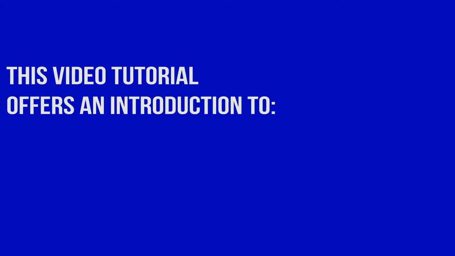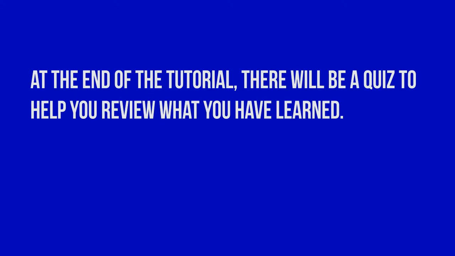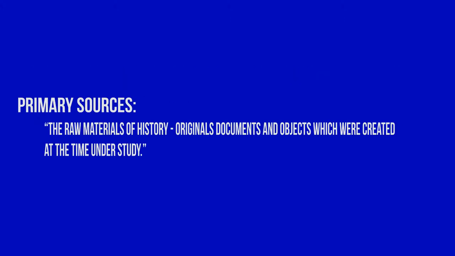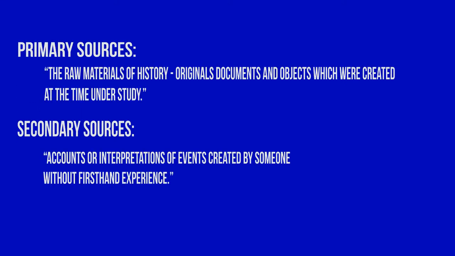This video tutorial offers an introduction to primary and secondary sources. At the end of the tutorial, there will be a quiz to help you review what you have learned. The Library of Congress defines primary sources as the raw materials of history, original documents and objects which were created at the time under study. They differ from secondary sources, which are accounts or interpretations of events created by someone without first-hand experience.